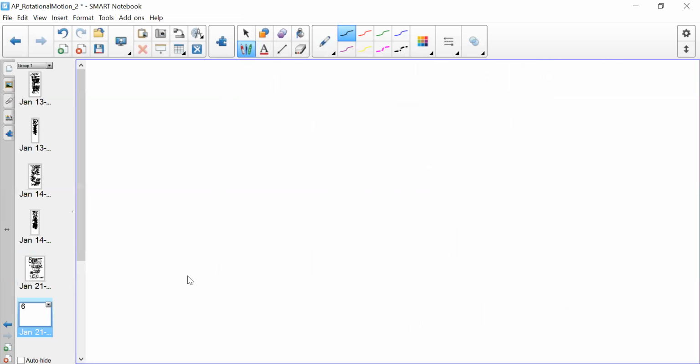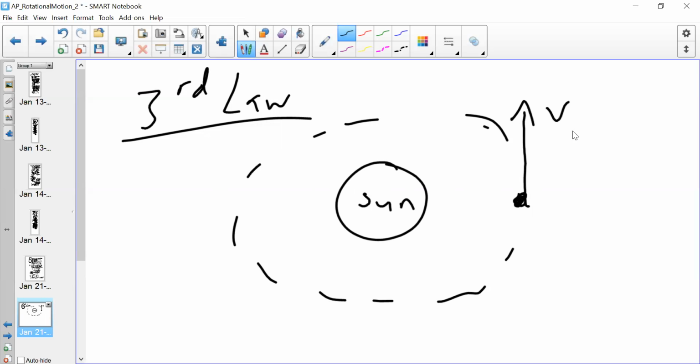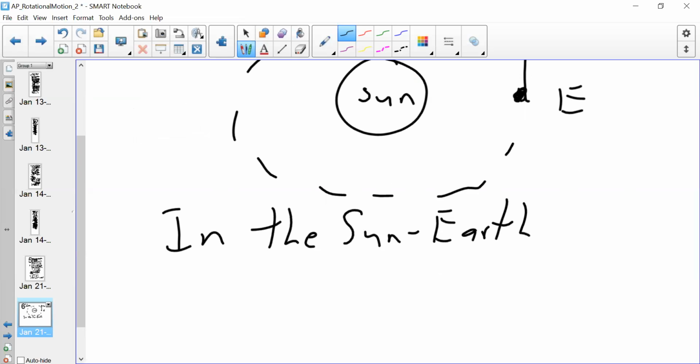All right. So in the third law situation, let's say we have the sun here. I want to make it basically a circle, eccentricity 0. Let's say we have the Earth here, and it has a tangential velocity going around in a circle like so. We have this situation in the Sun-Earth system.